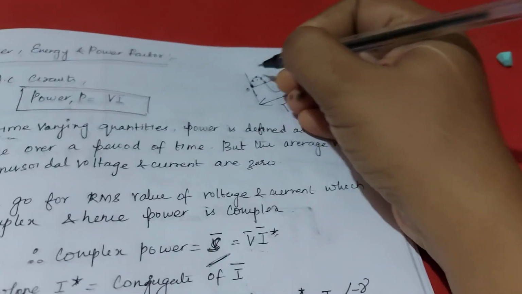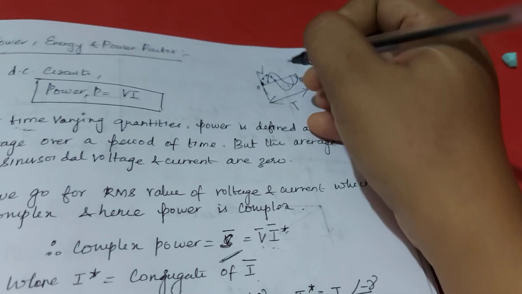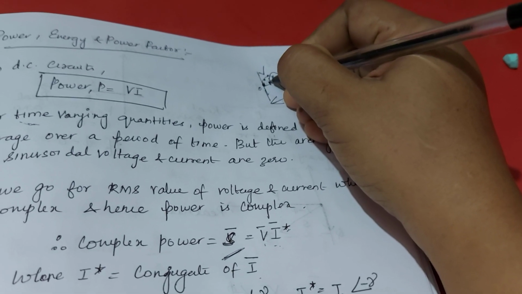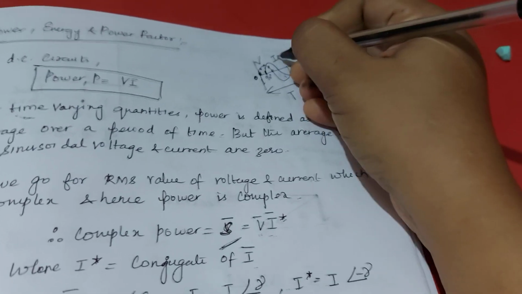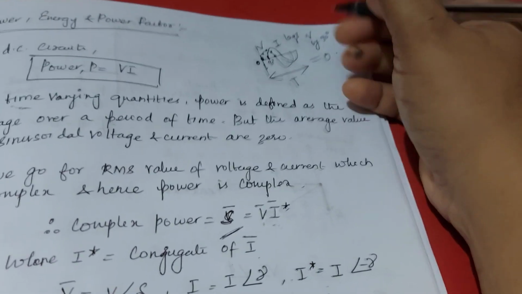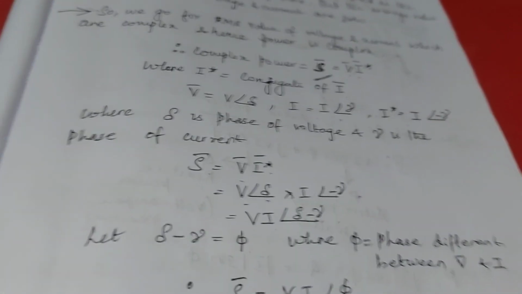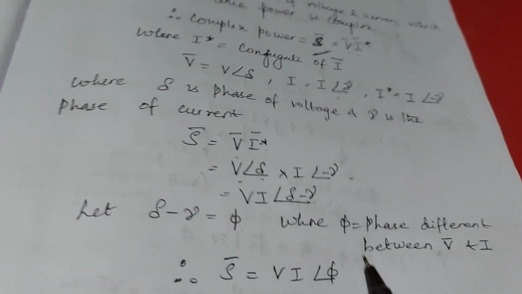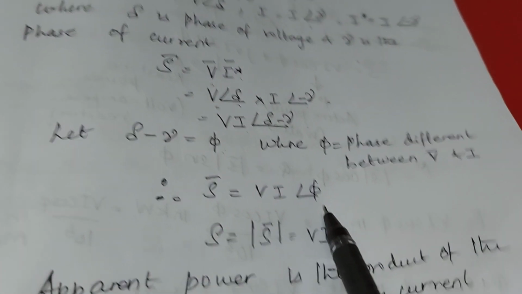For example, if you consider this as a voltage wave, and I have my current wave like this. This is 0 degree and this is 90 degree. Current lags the voltage by 90. So the phase difference between the current and voltage is 90 degree. This is called phase difference, which is represented as phi. So finally I write S bar is equal to VI angle phi.